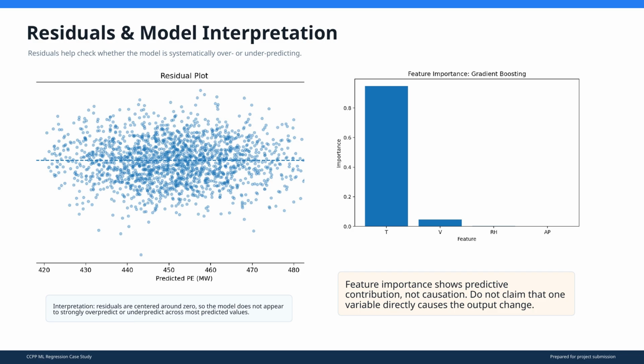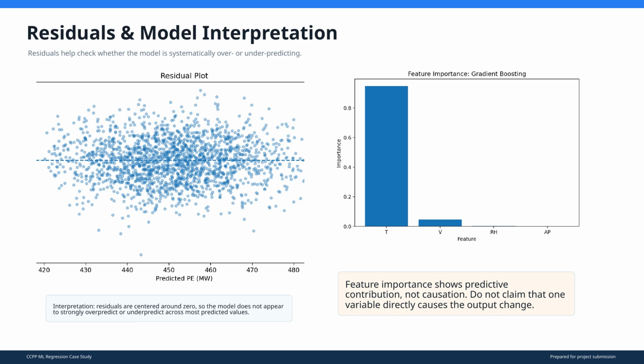Residuals are the actual values minus the predicted values. Here, the residuals are generally centered around 0, with no strong systematic tendency to overpredict or underpredict across most of the range. This supports the conclusion that the model fits the test data reasonably well. Feature importance can also show which variables contributed most to prediction, but importance is not causation. The model is most reliable within the environmental ranges represented in this dataset and may not generalize to another plant without validation.